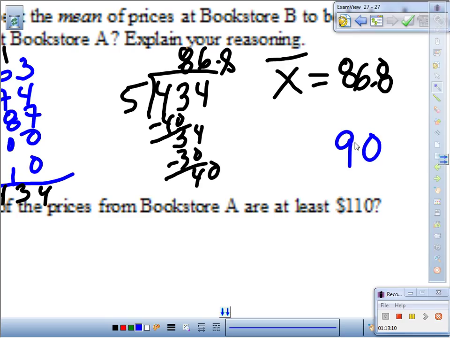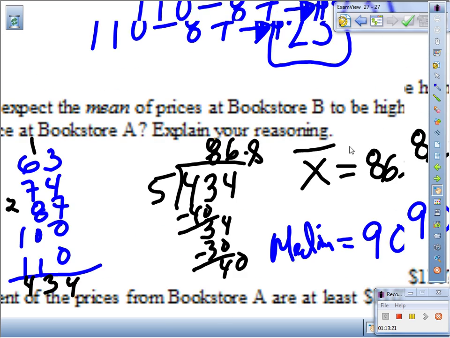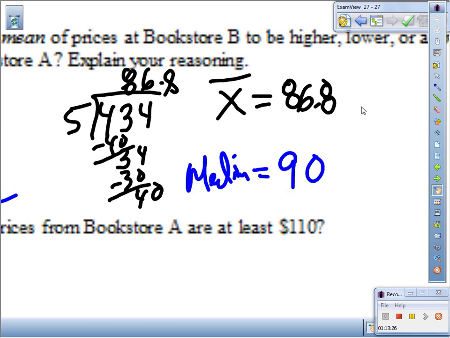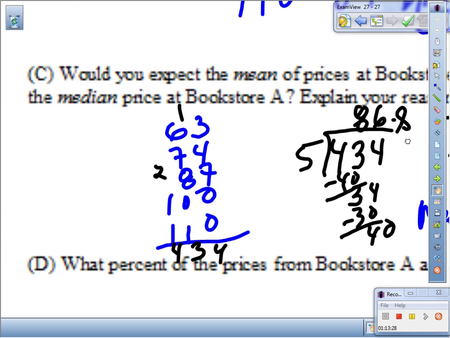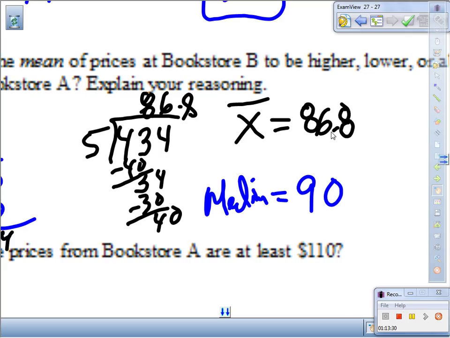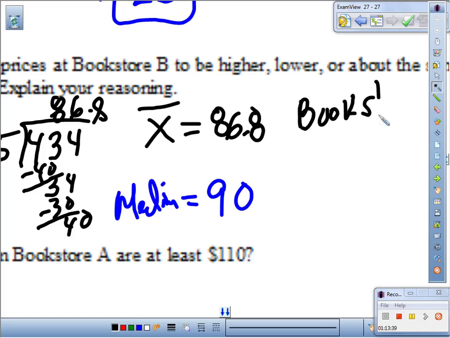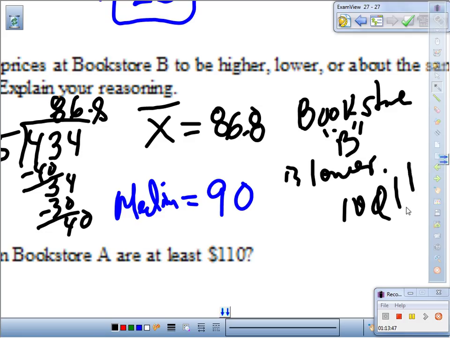So by looking at those two numbers, this is the median for bookstore A. What was the question? Which one has the higher, lower, or about the same as the other? So would you expect the mean of prices of bookstore B is what? You would write bookstore B is lower. Thank you.